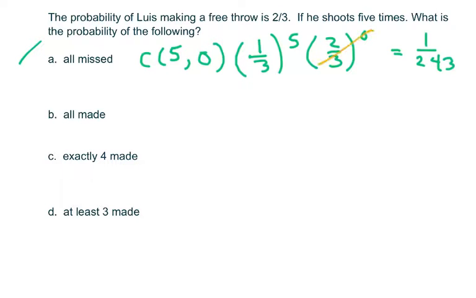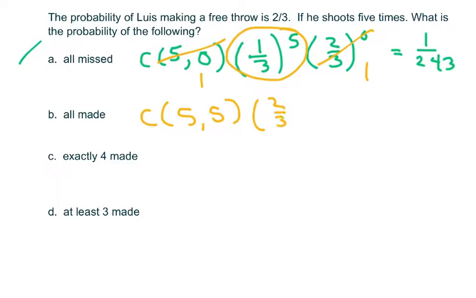This is easy because that's 1. This is 1. So it's just this. You don't have to even put that in the calculator. All right, the probability that he makes them all. So if he makes them all, that's 2/3, because that's the probability he makes it. And that he misses, it's nothing. And this is 1. This is 1. So this is pretty easy as well. So this is going to be 32 over 243.